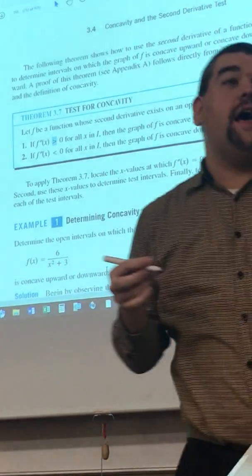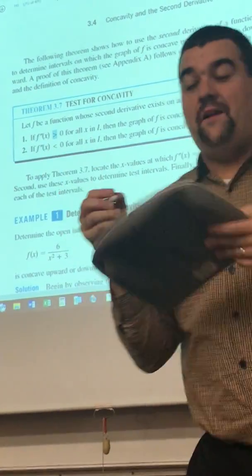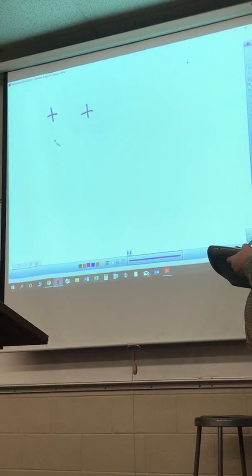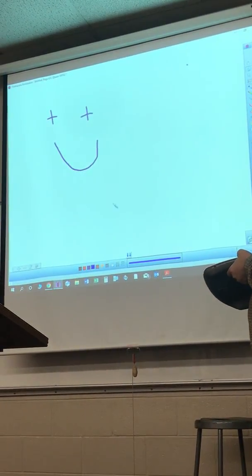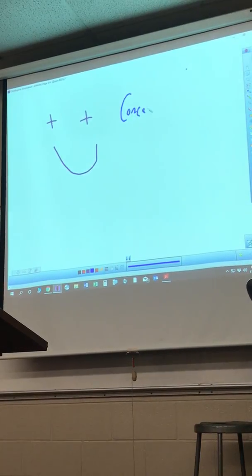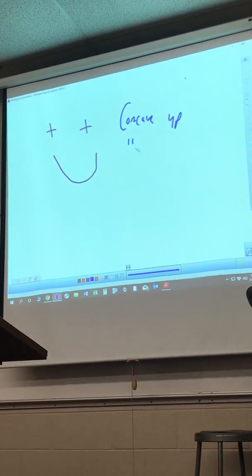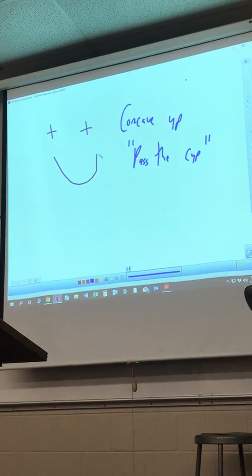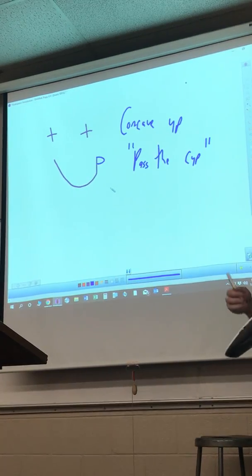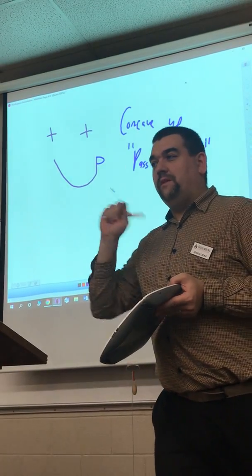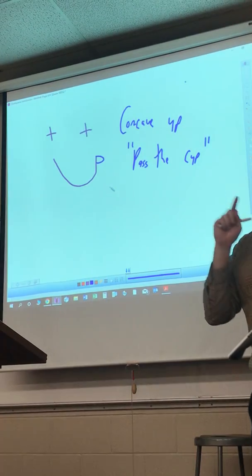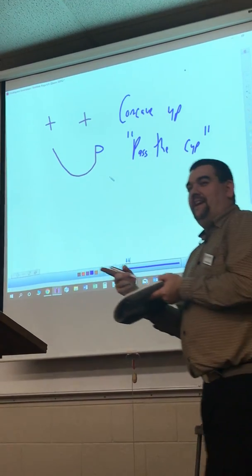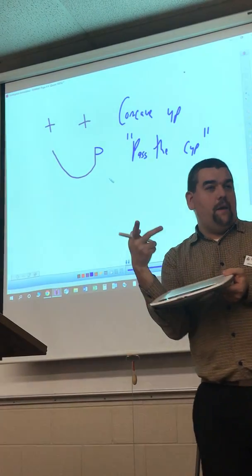Now, here's a silly slide of notes. Please write this down, it'll help you, okay? I want you guys to put a plus sign and a plus sign and put a smiley face. Here's the phrase, guys: concave up, pass the cup. Coffee mug or something? Why do you think I have 2 plus signs? Because the double derivative is positive. You like that for you? Is that pretty good? Concave up, pass the cup.